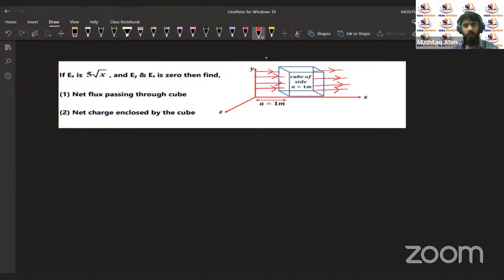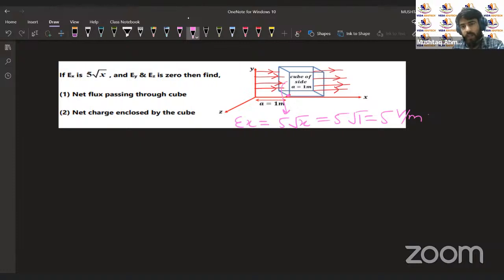So let us calculate the electric flux through this surface here. We know the magnitude of the electric field is dependent upon the position x, right? And this surface is placed at a distance of a equal to 1 meter. So at this point, the electric field strength will be 5 root 1, that's equal to 5 volt per meter, correct? So this will be the electric field strength, correct?